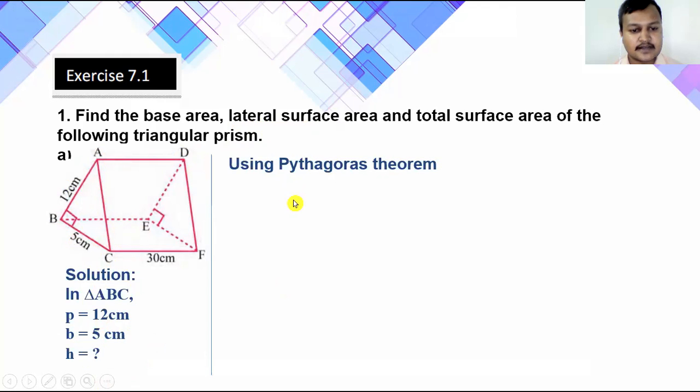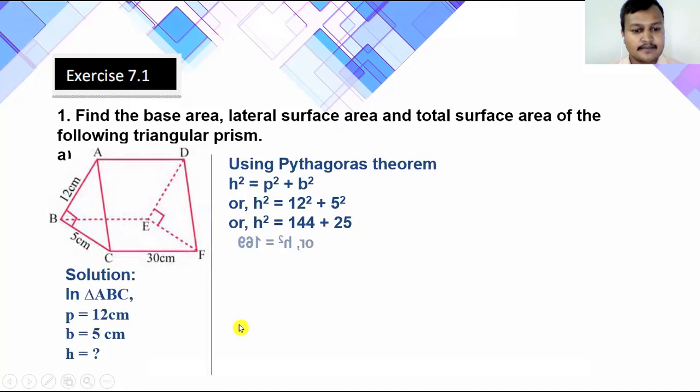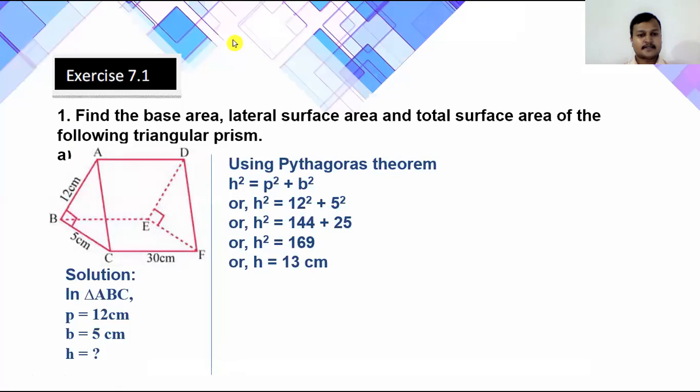Pythagoras theorem says that square of hypotenuse is equal to perpendicular square plus base square. So hypotenuse AC is not given, perpendicular is 12, base is 5. If we put these values, it becomes 12 square plus 5 square. Value of 12 square is 144 and 5 square is 25. Then h square is equal to 144 plus 25, 169. Then what will be the value of h? H is 13.